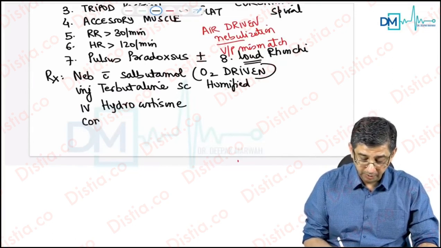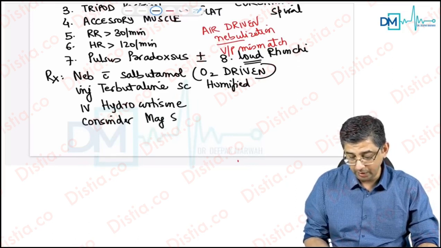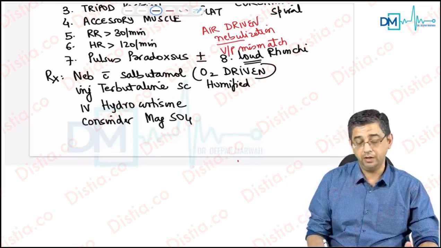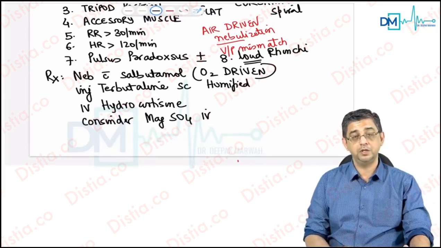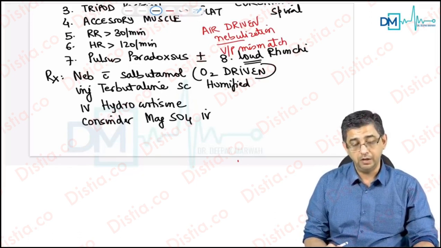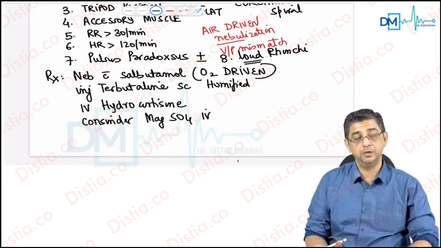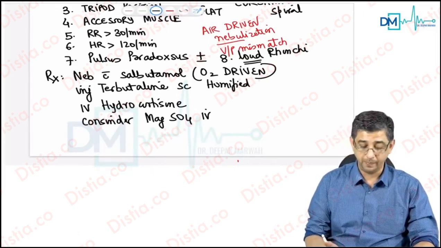The next statement that I am saying should be listened to with utmost care. In the recommended GINA guidelines 2019, they have mentioned to consider magnesium sulfate. Why? Because magnesium is an antagonist of calcium. If you give magnesium sulfate, it will antagonize the effect of calcium, and calcium causes contraction. So the bronchoconstriction part can be minimized.